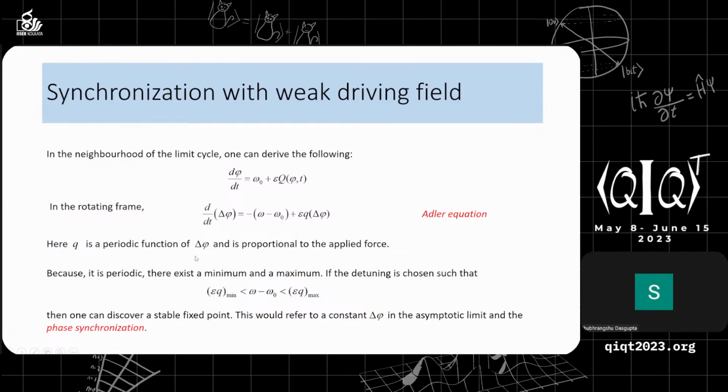Because Q is periodic, we can say that there must be a maximum value and a minimum value, between which it may cross a zero line. It may pass through a point where it becomes equal to the detuning omega minus omega 0. If so, then the derivative of delta phi vanishes, because the right-hand side vanishes. And in that particular parameter domain, delta phi becomes constant. And we can say that this is nothing but equivalent to phase synchronization.